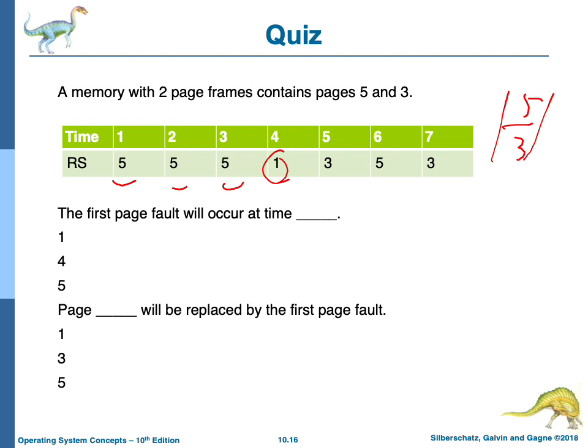So which page will be replaced then? Since we're doing the optimal algorithm and the victims are 5 and 3, we're going to look ahead in the future and see that we first reference page 3, then 5 further away, and so the victim will be page 5.